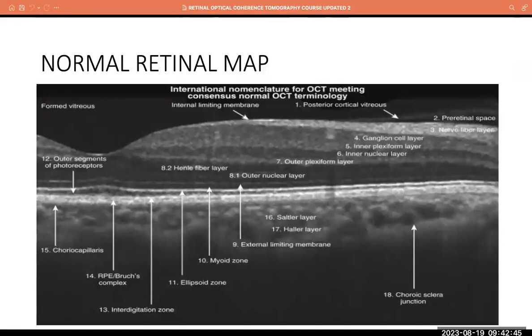Now, in this patient, the precortical vitreous is still attached. So this is a relatively young patient. Now, there's a preretinal space, that is the space between the ILM and the vitreous cortex. Okay, now the first layer of the retina to be depicted is the ILM. It goes all the way down from the ILM. The next layer is the nerve fiber layer. So I can tell you that this OCT is right eye.